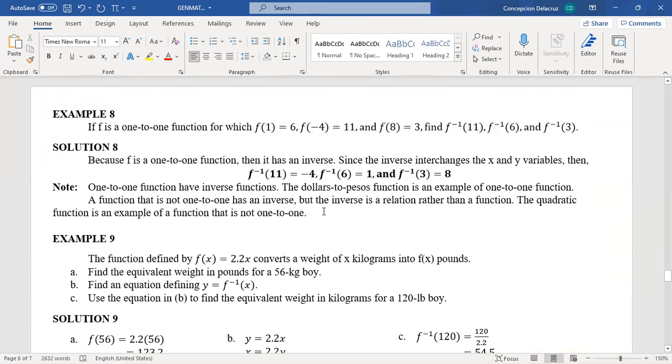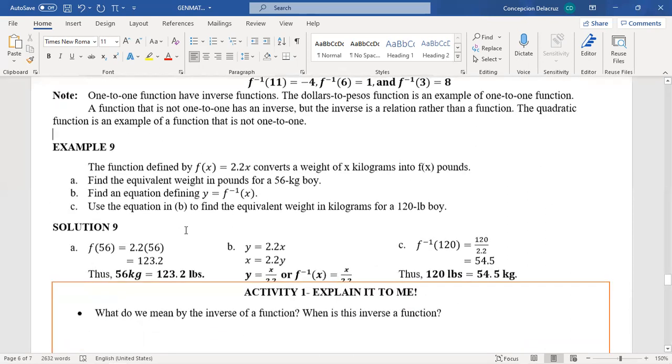Always remember, the dollars to peso function is an example of a one-to-one function. A function that is not one-to-one has an inverse, but the inverse is a relation rather than a function. So the quadratic function is an example of a function that is not one-to-one.